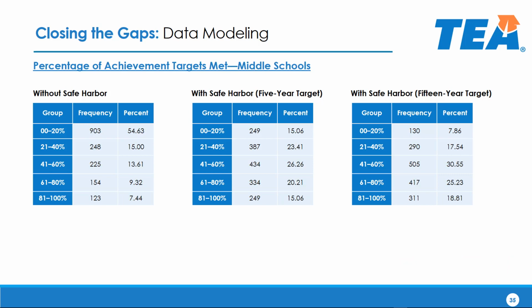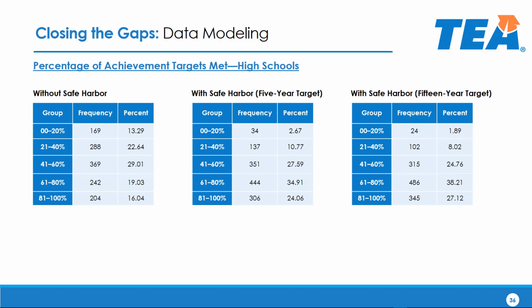And here's how middle schools performed with and without safe harbor. You notice on the frequency distribution on the far left, without safe harbor, 7.44% of middle schools met between 81 and 100% of their achievement targets. With safe harbor using the 5-year target, that increases to 15.06%, and with the 15-year target, it increases even more to 18.81%.